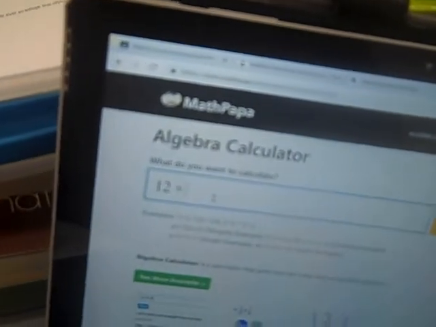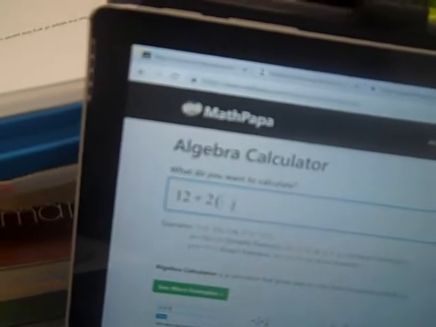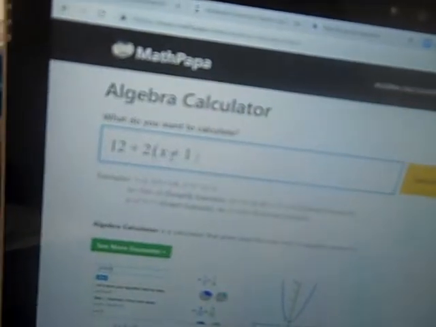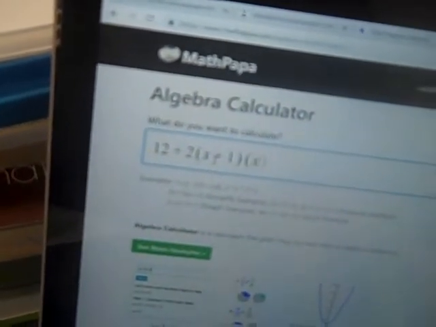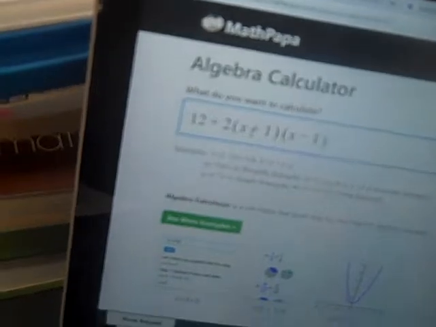Okay, now the bottoms can be canceled, and I use my math papa. So on the left side of the equation, we got a 12. Then we're going to add 2 parentheses x plus 1. Well, what am I doing? I'm punching into the GCF. So 12 plus 2 parentheses x plus 1, parentheses x minus 1, okay, and I get 2x to the second power plus 10.